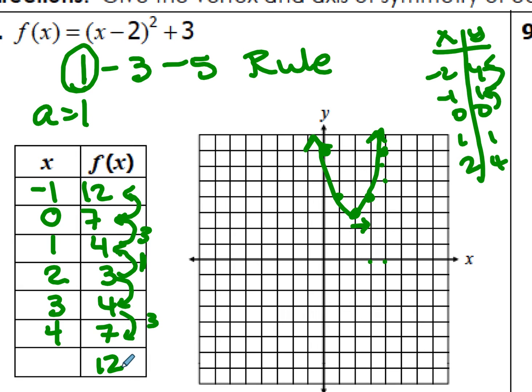Usually I'm not going to go that far out. And we'll practice that again.